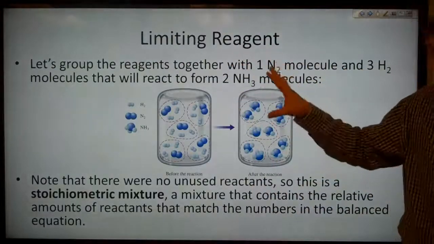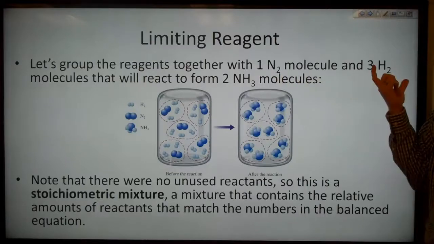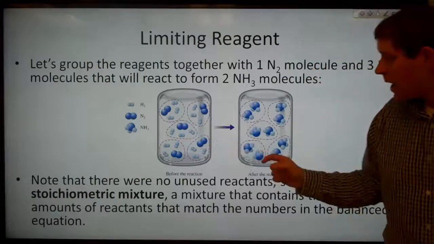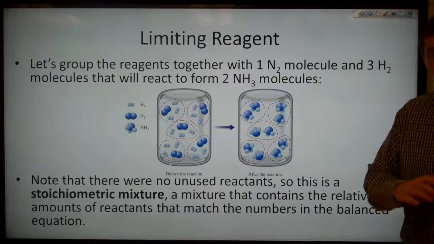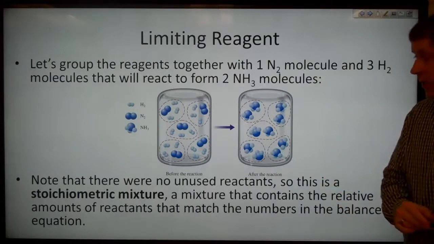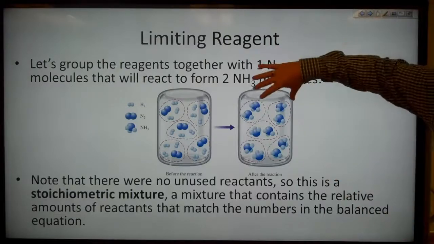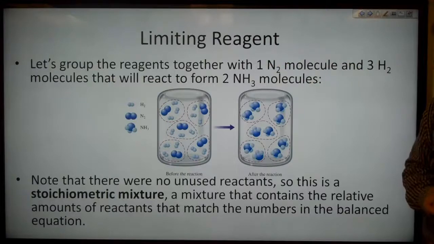So let's group our reagents together with 1 nitrogen molecule and 3 hydrogen molecules that will react to form 2 ammonia molecules. We group them together, and then we can go ahead and react them. In this case, it works out well. There's nothing that is unreacted. There's nothing that we haven't grouped here, and we've made 5 groups, so we've made 10 ammonia molecules.